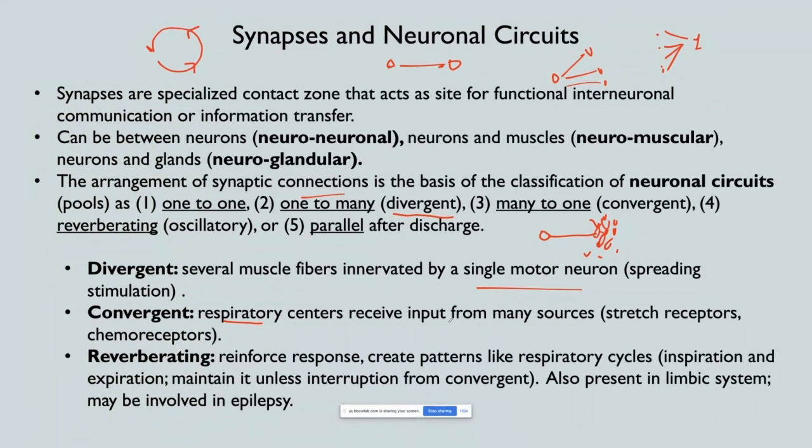Okay, the respiratory center also knows if you are at the gym. Just by standing at the door of the gym, it's going to increase the respiratory rate because somehow it knows what you are going to do. And then we have the reverberating circuits that reinforce a response and create patterns like the respiratory rate.